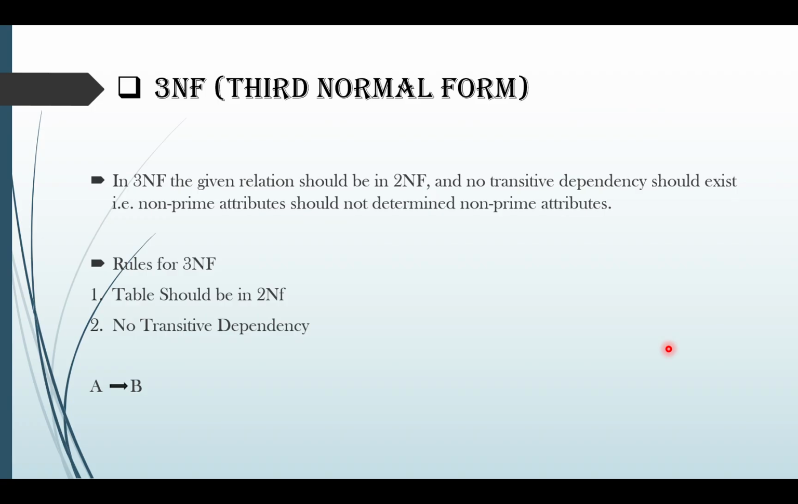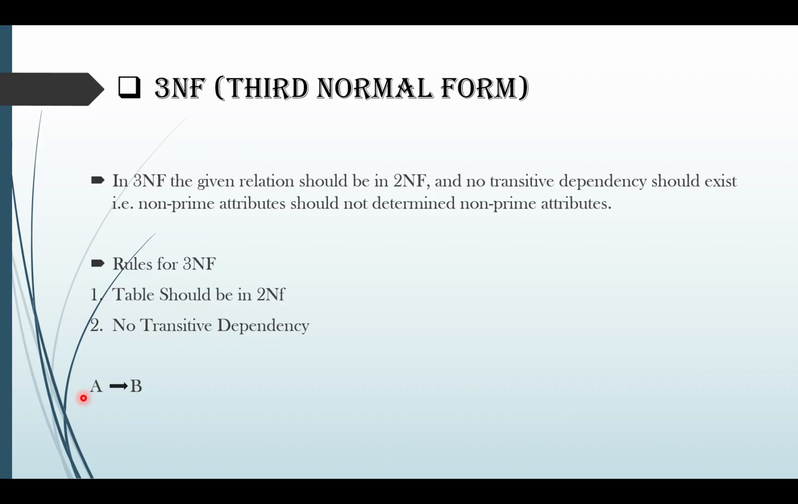So 3NF. In 3NF, the given relation should be in 2NF and no transitive dependency should exist. That is, a non-prime attribute should not determine a non-prime attribute. Rules for 3NF are: table should be in 2NF, no transitive dependency. Transitive dependency is when a non-prime depends on a non-prime. So, what are prime attributes? Prime attributes are the primary key on which all the columns depend. So, when a column depends on a column which is not a primary key, the non-primary key can take null values also. So, basically, let's see this.